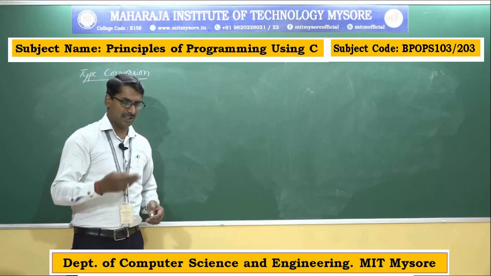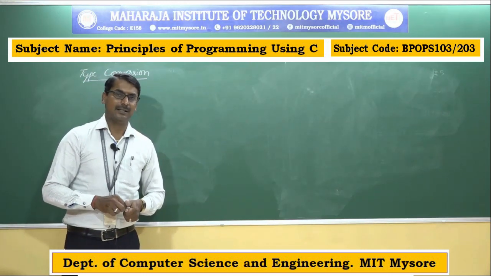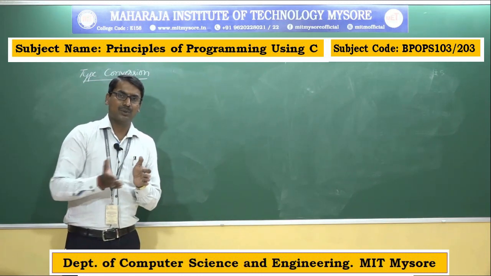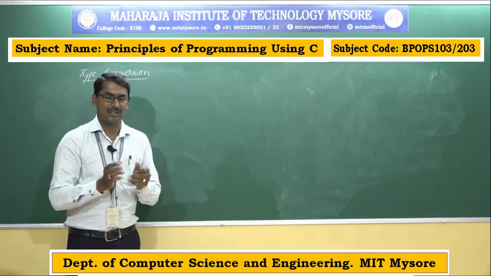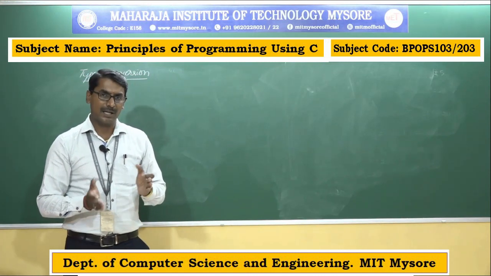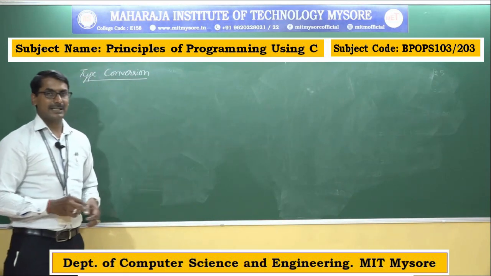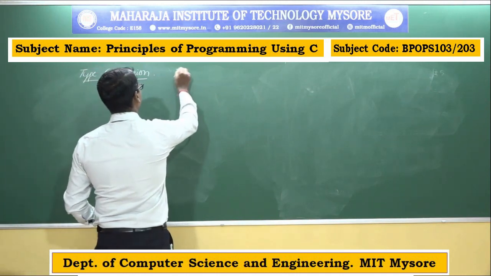Sometimes we need to convert from one data type to another data type. The process of converting one data type to another data type is called type conversion. In C language, it supports 2 types of type conversion.